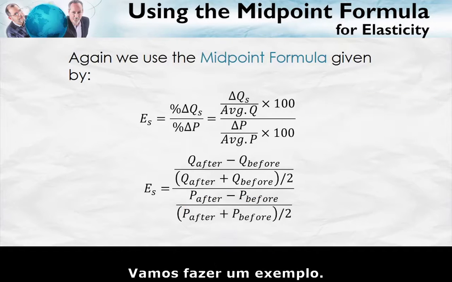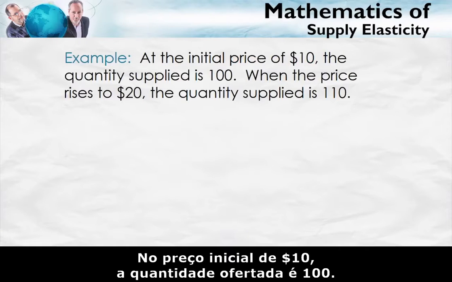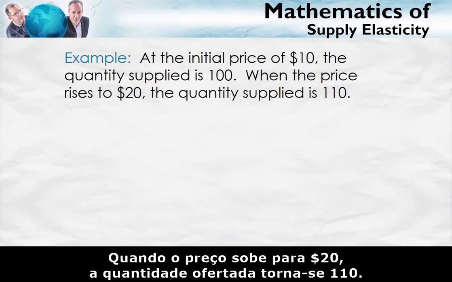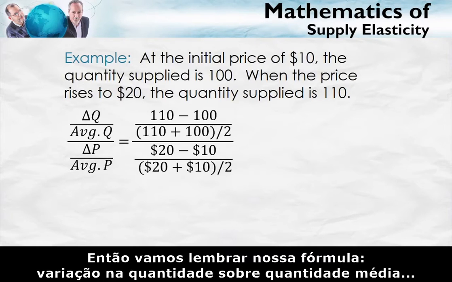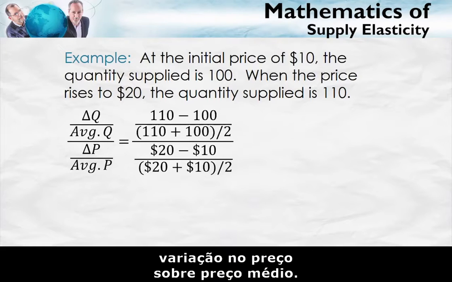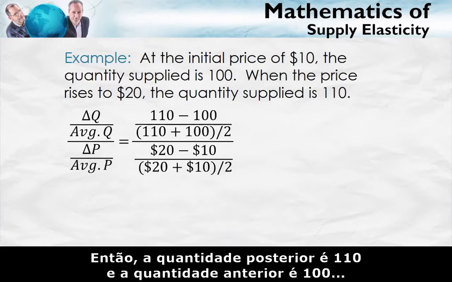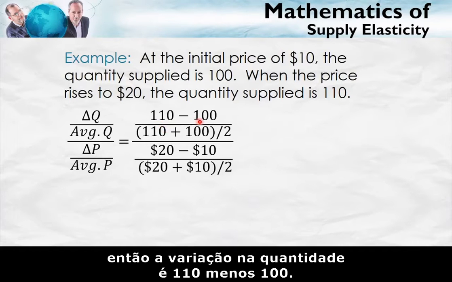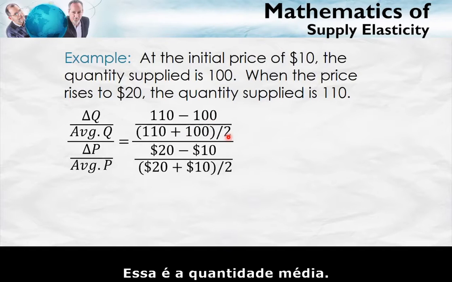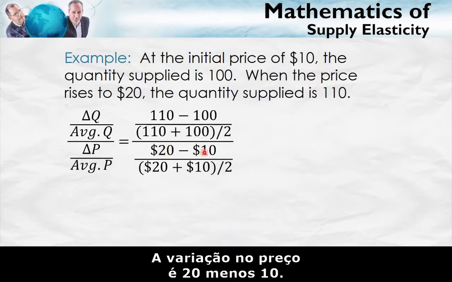Let's do an example. At the initial price of $10, the quantity supplied is 100. When the price rises to 20, the quantity supplied is 110. So let's remember our formula: change in quantity over average quantity, change in price over average price. So the quantity after is 110, the quantity before is 100, so the change in quantity is 110 minus 100. This is the average quantity. The change in price is 20 minus 10.